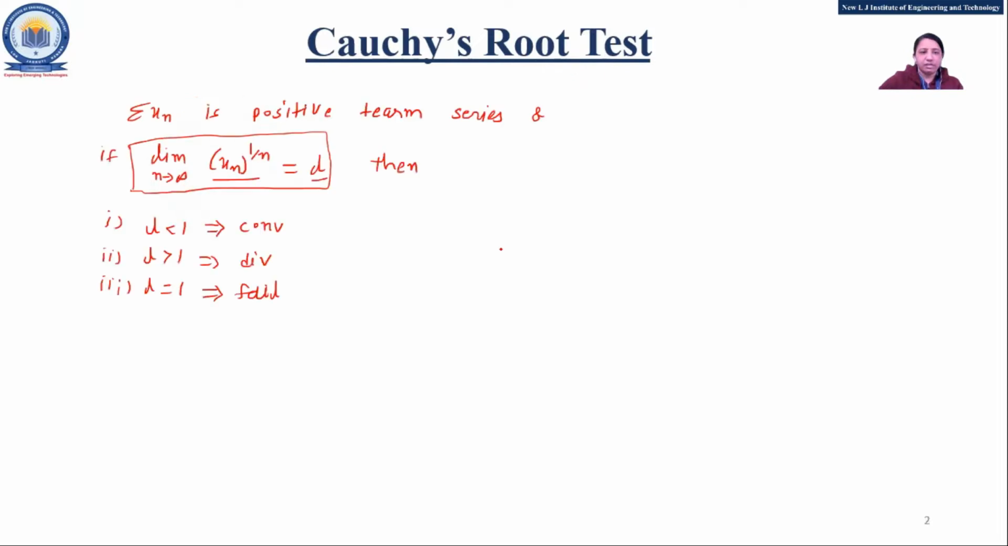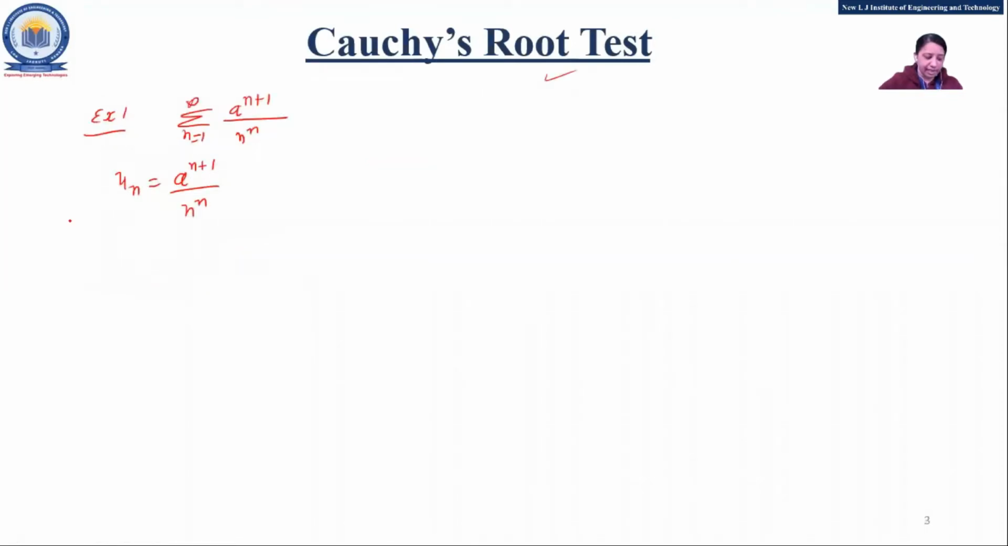Now in this one, it is un raised to 1 by n. In the previous tests, mostly you were supposed to find un plus 1. Now it is un raised to 1 by n, so we'll find that only. This implies un raised to 1 by n can be written as a raised to 1 by n into n plus 1 upon n raised to n, and again 1 by n. So this is going to be multiplied.